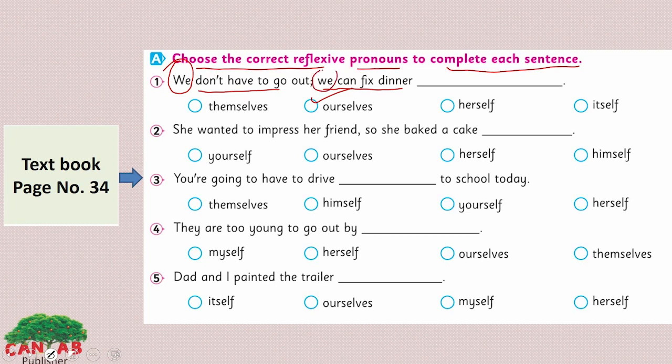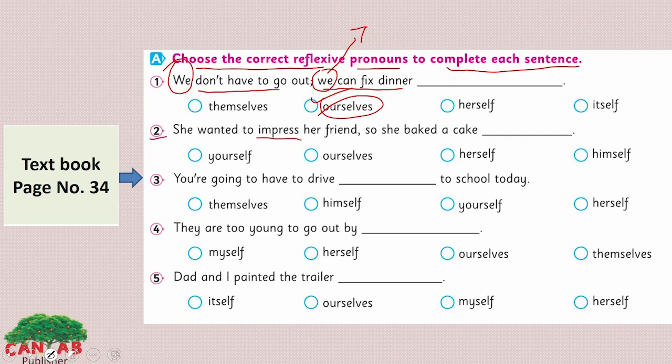We is referring to more than one person. It's plural here. So ourselves, they are indicating themselves, their own self. So that's why we have chosen ourselves here. Look at the second one.